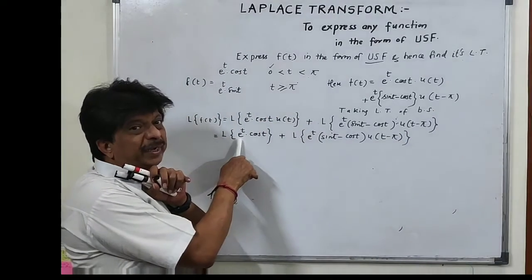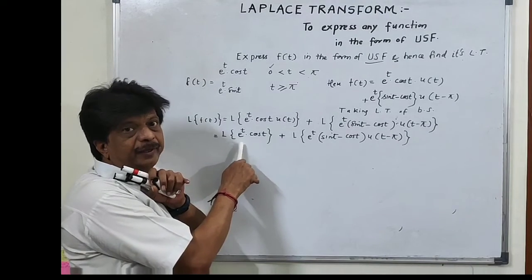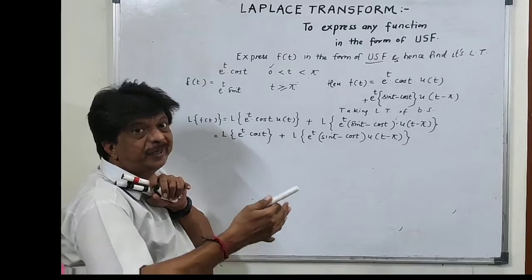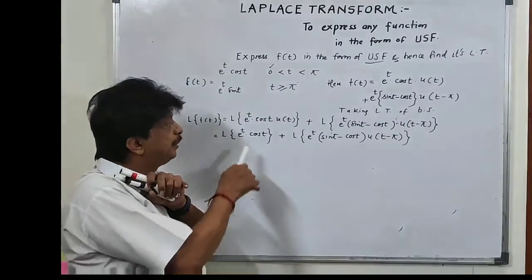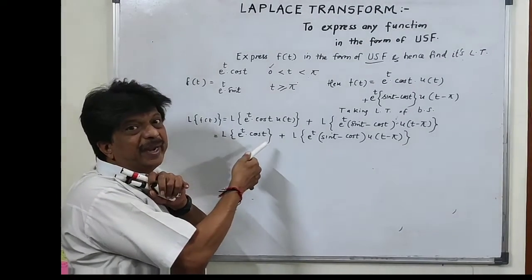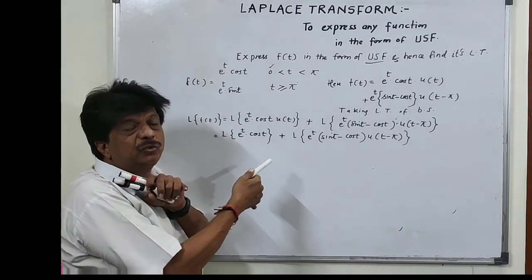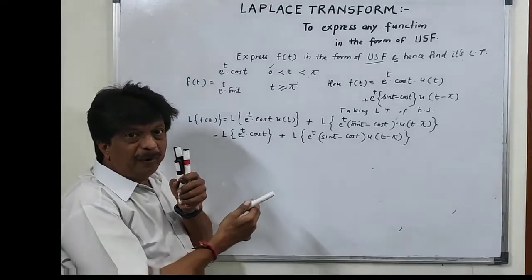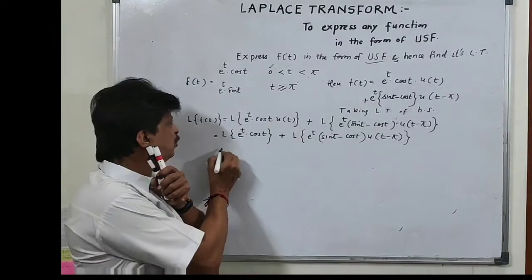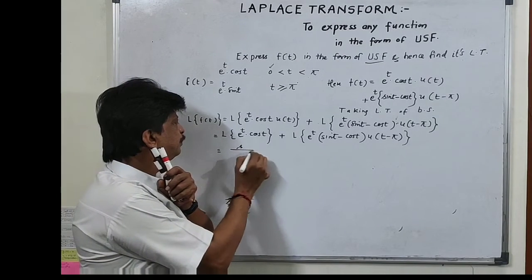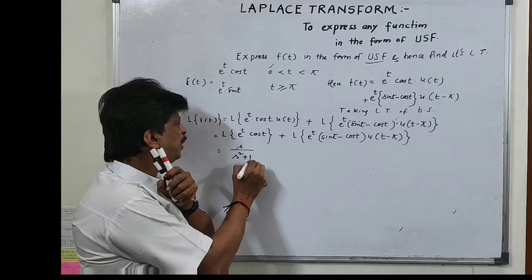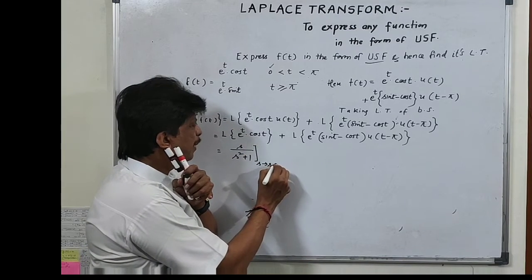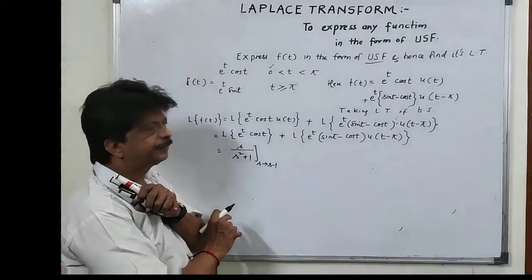Here multiplicand is e raised to power 1t. Here there is multiplication by e raised to power at. I am using the first shift property here. e raised to power t is multiplied by cos of t, so f of t here is cos of t. What is its Laplace transform? s upon s square plus a square. a is 1, and replace s by s minus 1, plus.